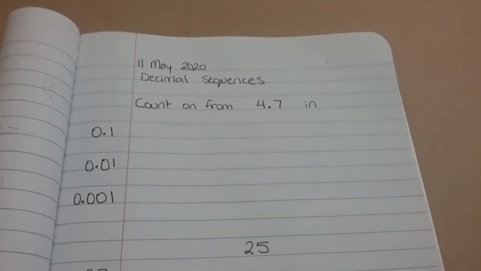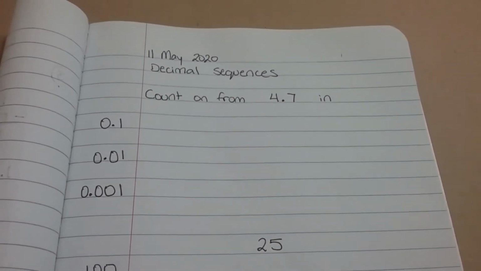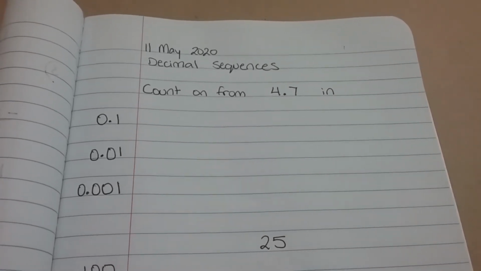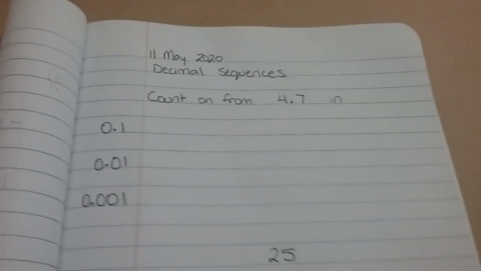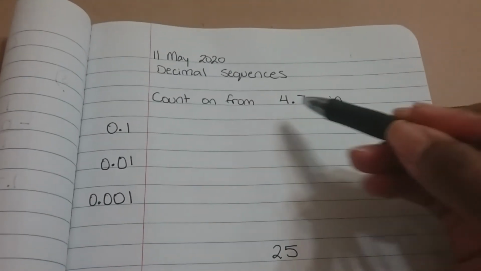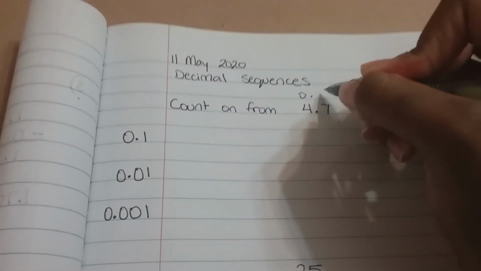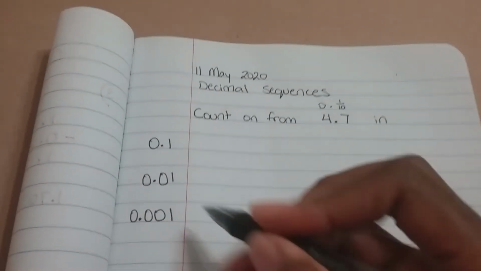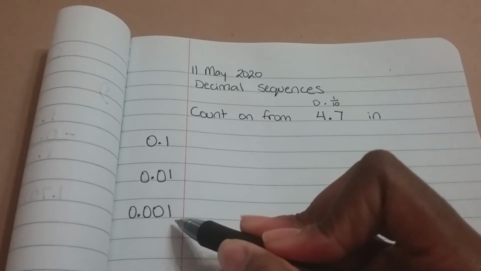To start our lesson today on decimal sequences, I want us to try counting on from the number 4.7 in steps of 0.1, 0.01, and 0.001. Now this might look like a challenge at first because you might think, well, the number 4.7 has a ones place, and it has a tenths place. But it doesn't have a hundredths place, and it doesn't have a thousandths place.